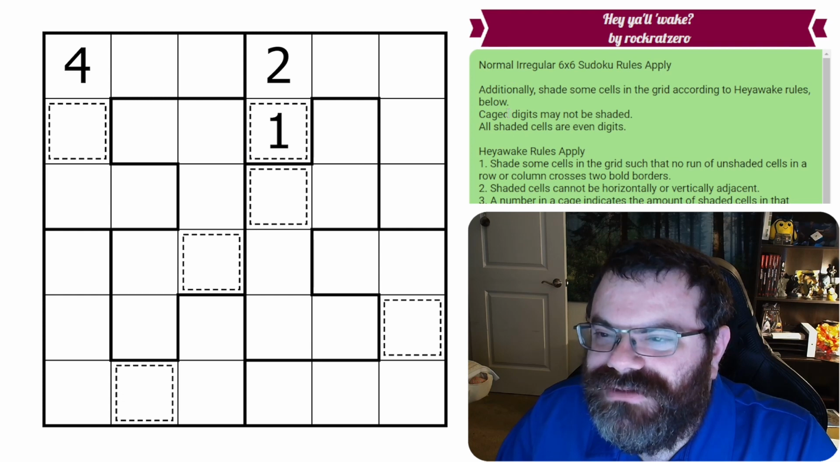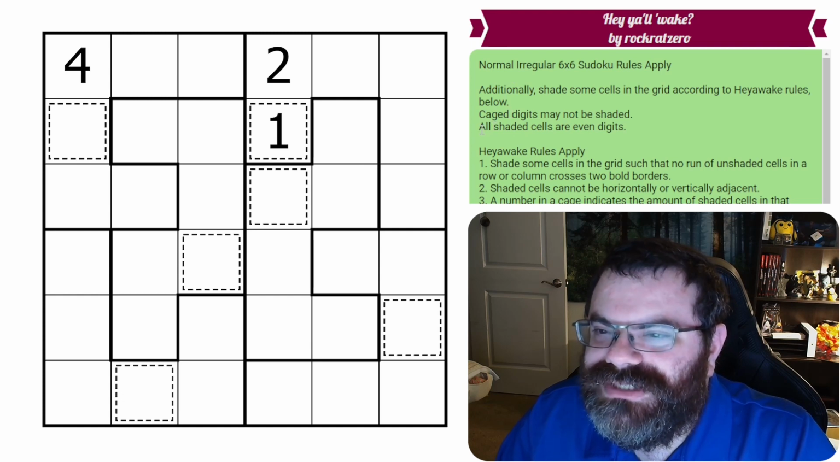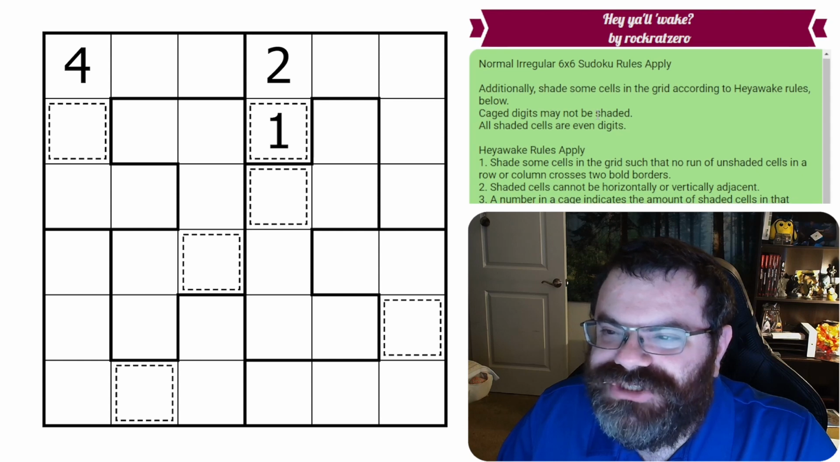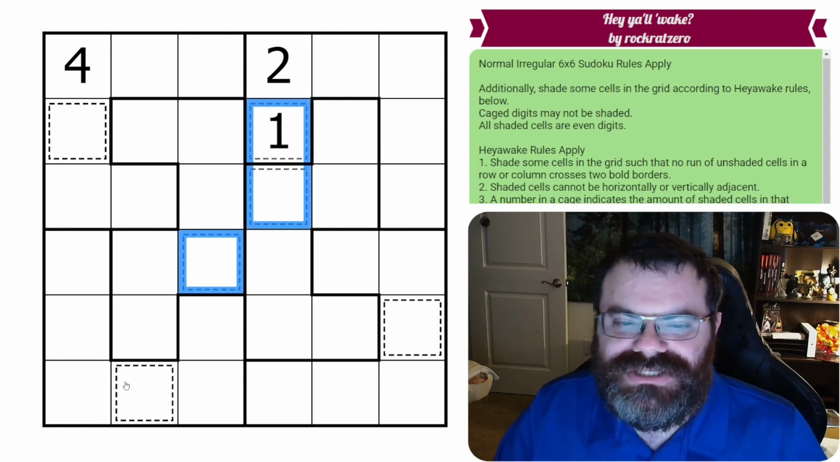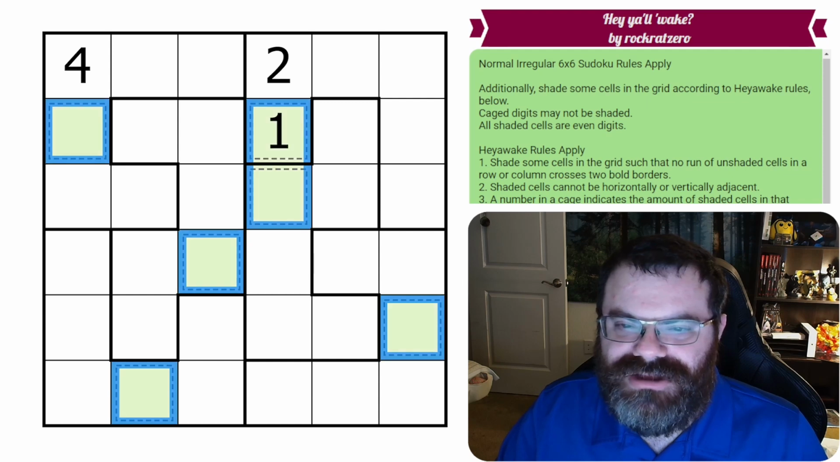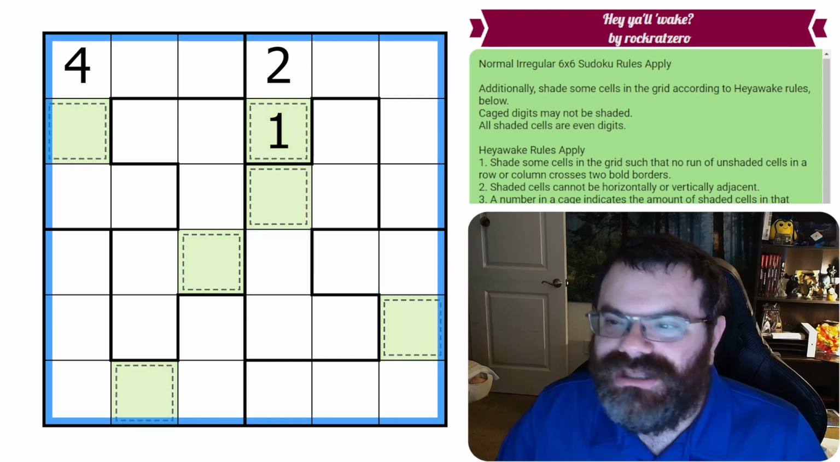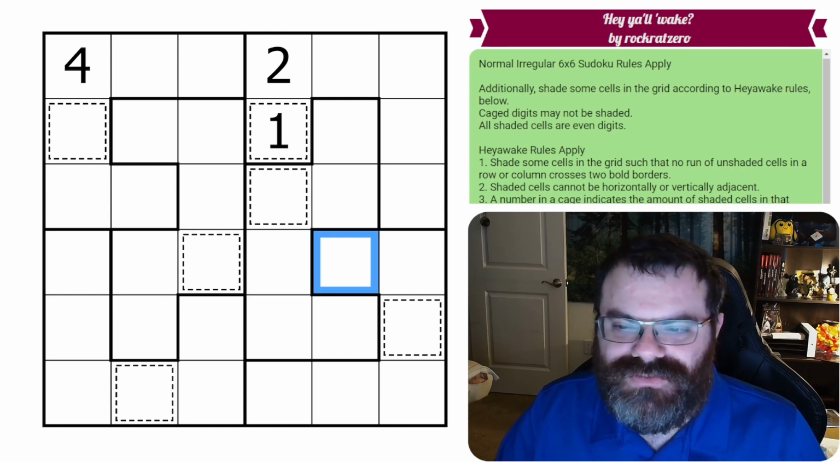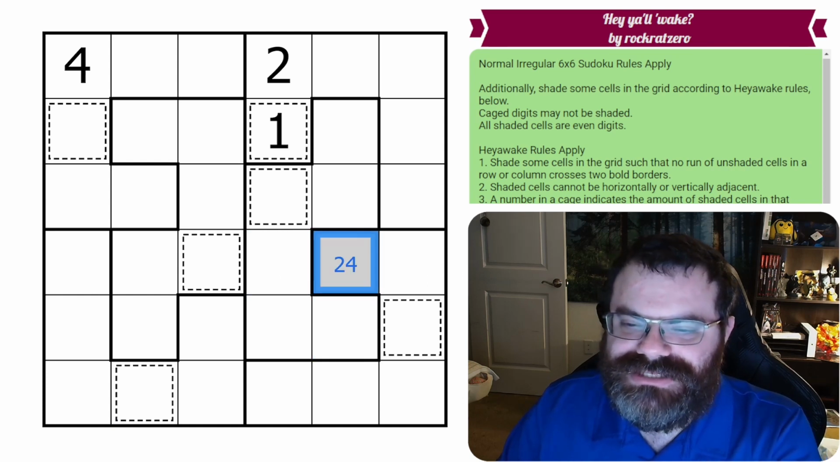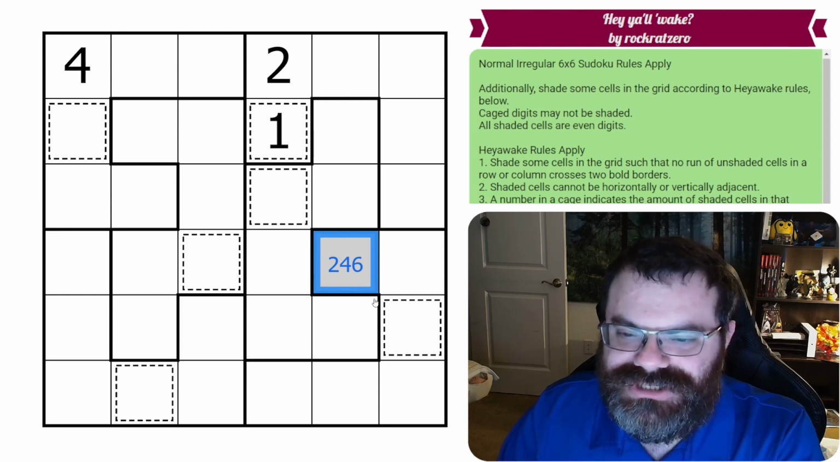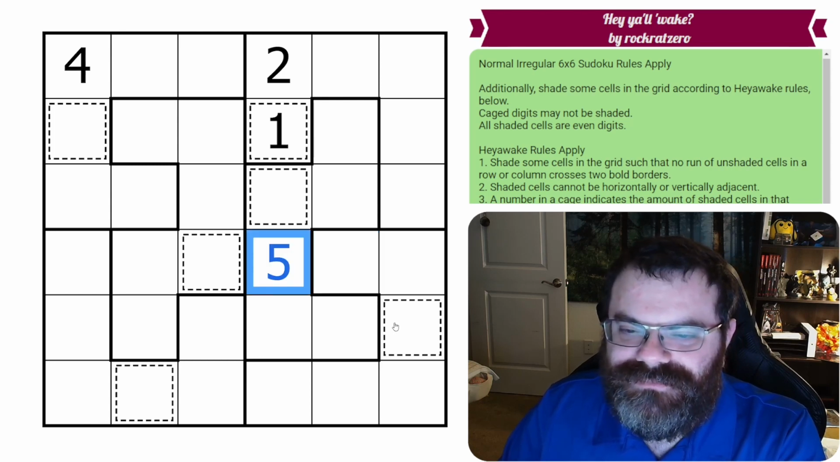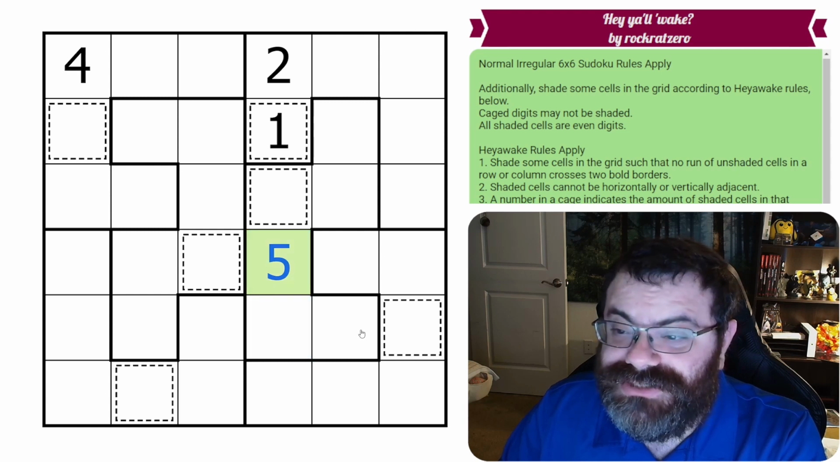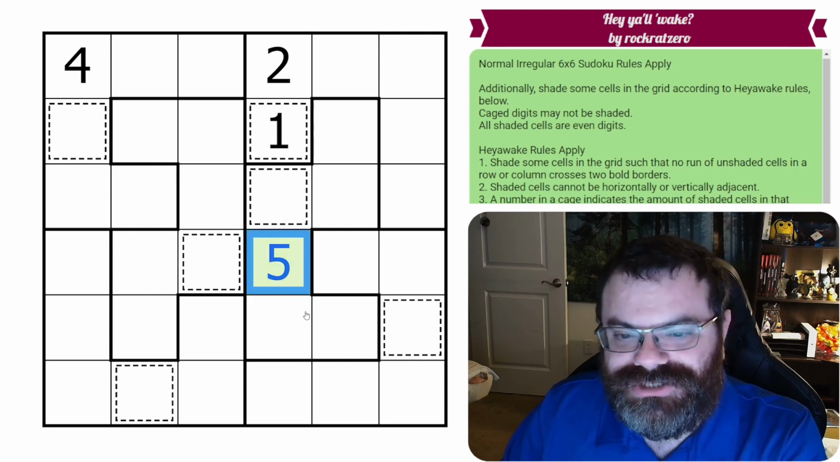And then let me go over one more thing that I skipped on purpose, which is, one, cage digits may not be shaded. So we can immediately start the puzzle by just making all these green because the cages are never shaded. And additionally, all shaded cells are even digits. So if I shade this cell, we can immediately say it's 2, 4, or 6 because those are the even digits. Or if I fill a 5 somewhere, I could immediately green it because all shaded cells are even. This is not even, therefore it's not shaded.